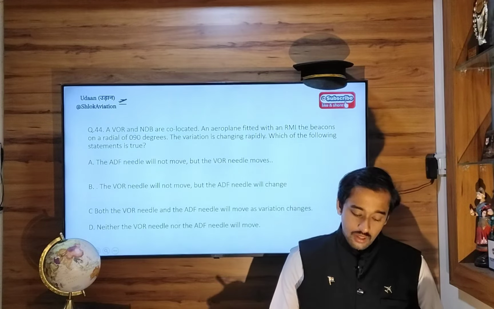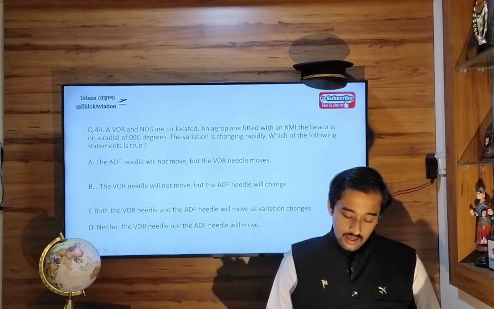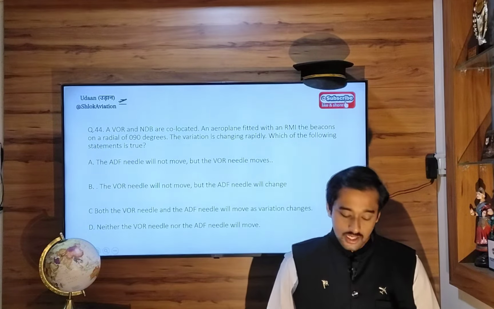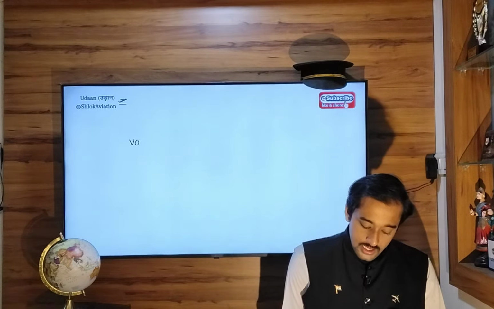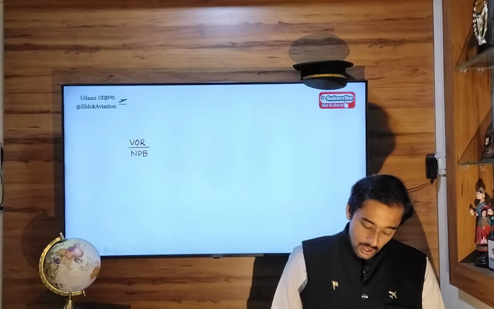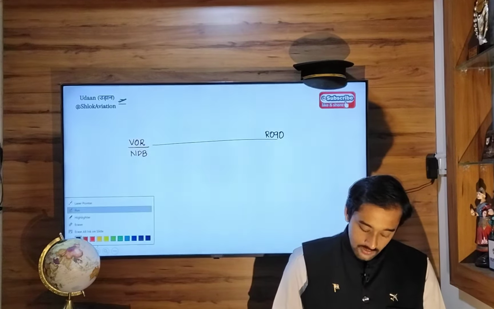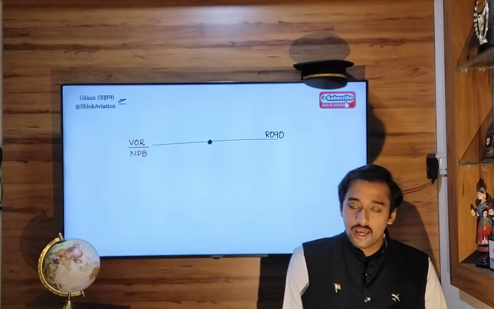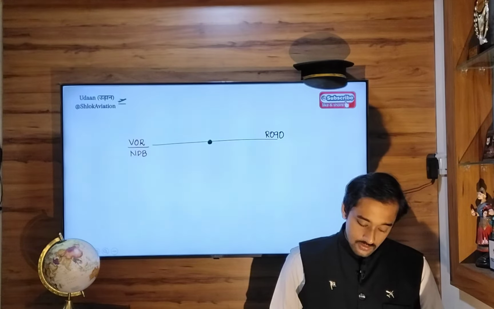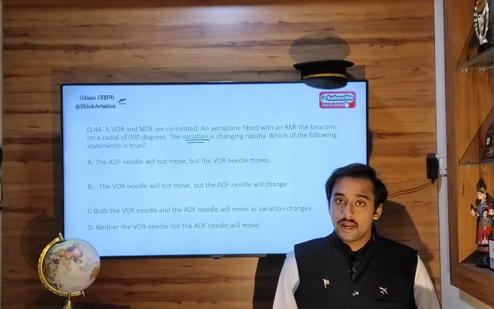Question 44. VOR and NDB are co-located. Aeroplane has an RMI in it. And the radial is 090. What will happen to magnetic variation? So that means, diagram wise, here is your VOR and NDB co-located, and you are on radial of 090, flying inbound, flying outbound, whatever. Now, what will happen to the variation? I have said this so many times before.